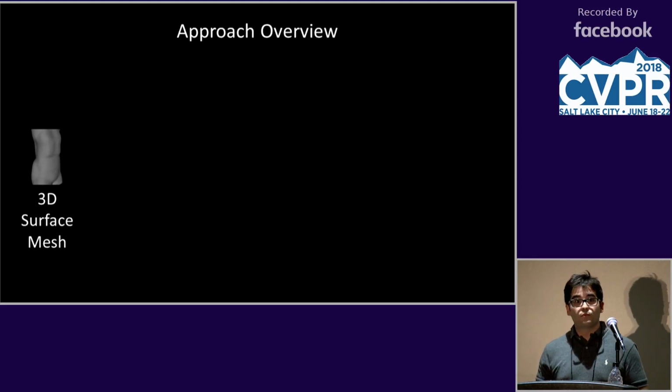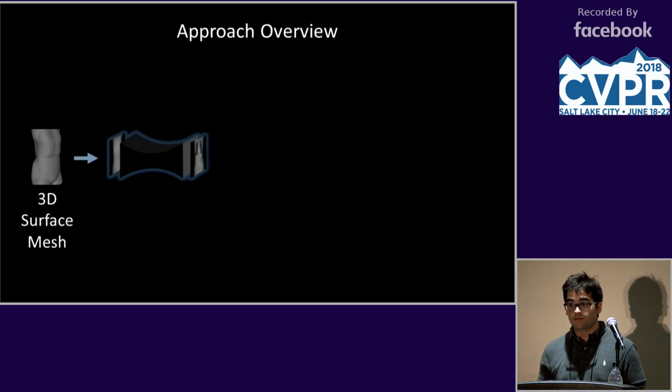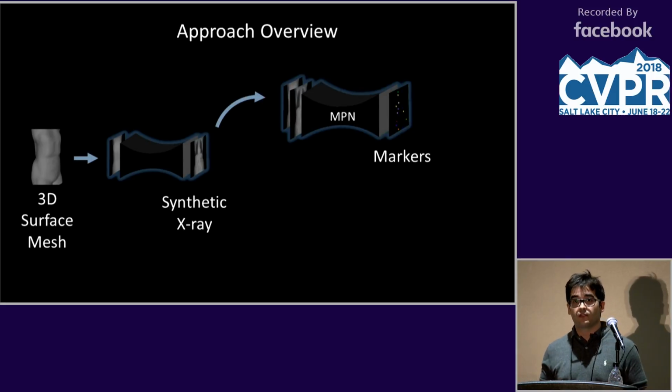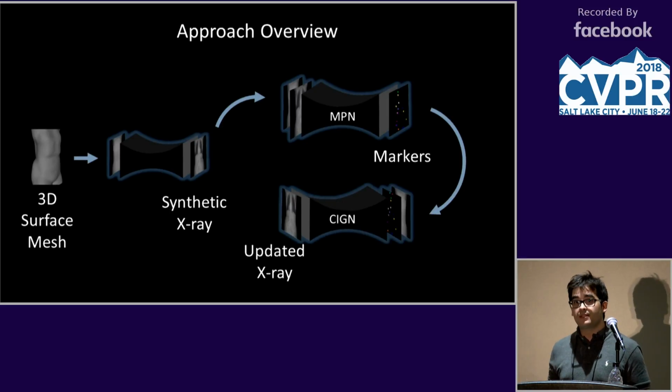From the surface mesh, we generate a first estimation of the X-ray, which we then combine with the surface again to generate the markers through the marker prediction network. These markers are then combined again with the surface to generate an updated X-ray through the conditional image generation network. We repeat this process iteratively until both MPN and CIGN converge to a steady state.